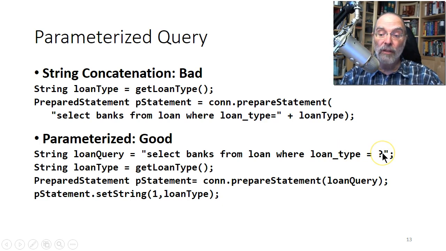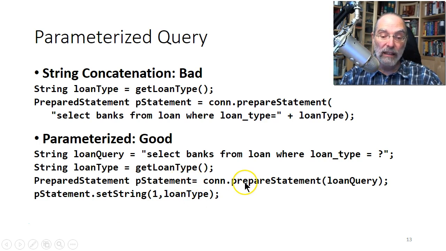This question mark is a placeholder. The question mark is the only symbol or character we use. Next, I go off and I get that loan type. So we're assuming it came from someplace in our program.